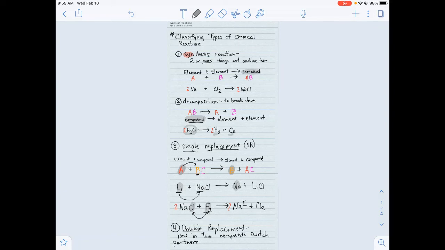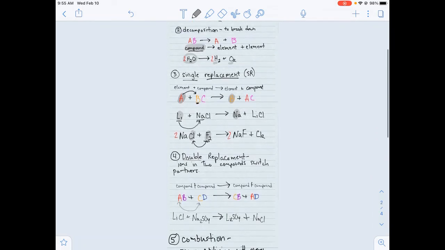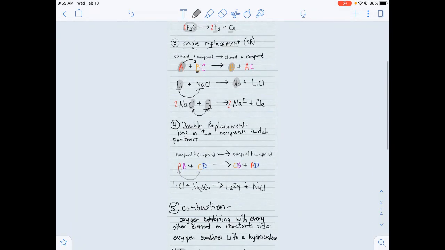Decomposition is the exact opposite. You only have one reagent and it's breaking down into multiple things, usually elements, although not always. In a single replacement, it's kind of like the dumping, like one couple is together and it dumps one of them for somebody else. And so you always have somebody single at the beginning and the end. Metals replace metals, nonmetals replace nonmetals. And you always will have an element and a compound on each side of a single replacement.